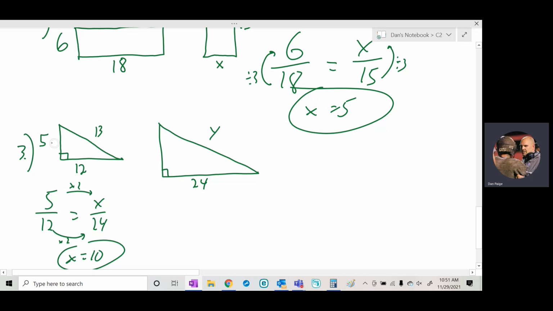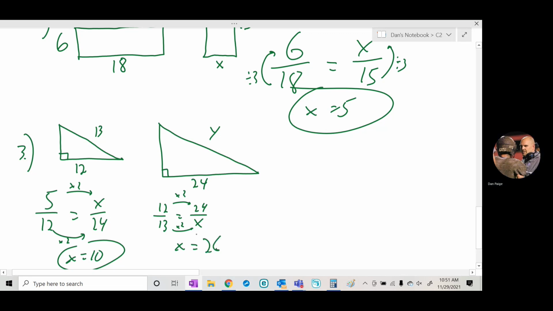And then it's like we can ignore these ones. So we could do 12 over 13 equals 24 over x. And then again, it's times 2 and times 2. And then we would get that this is, what's that? 26.